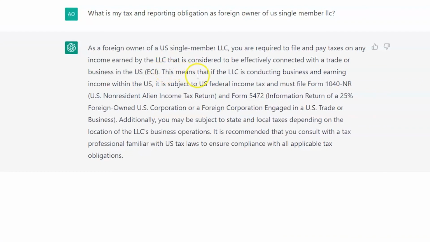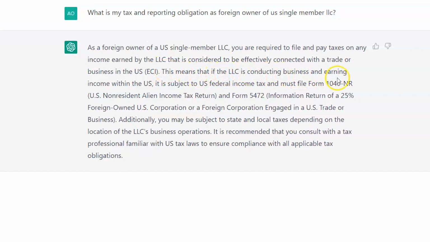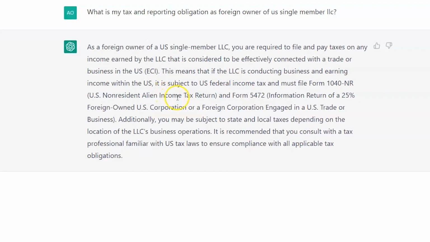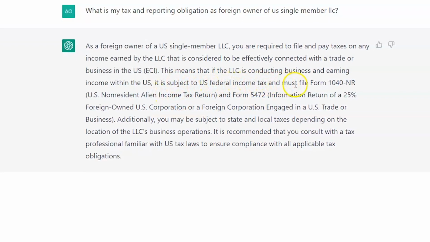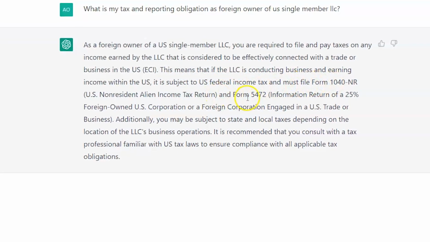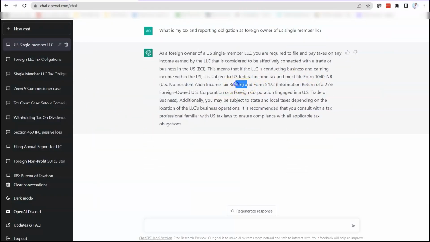All right, let's move on to the second sentence here. So it's summarizing that this means that if the LLC is conducting business and earning income within the U.S., it is subject to U.S. federal income tax and must file Form 1040-NR. So that's the same thing we talked about. However, this statement here sometimes confuses a lot of foreigners. What does it mean to be conducting business in the U.S.? So this effectively connected with U.S. trade or business, and then conducting business and earning income within the U.S., it's subject to interpretation.